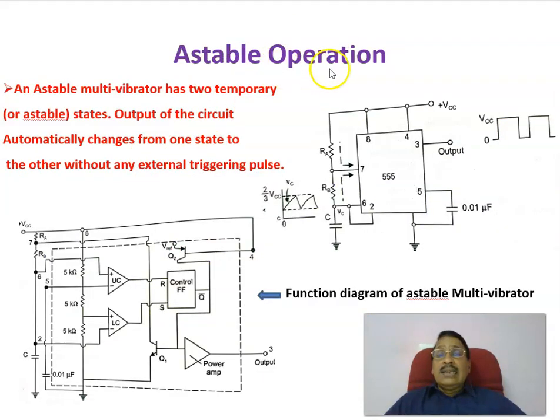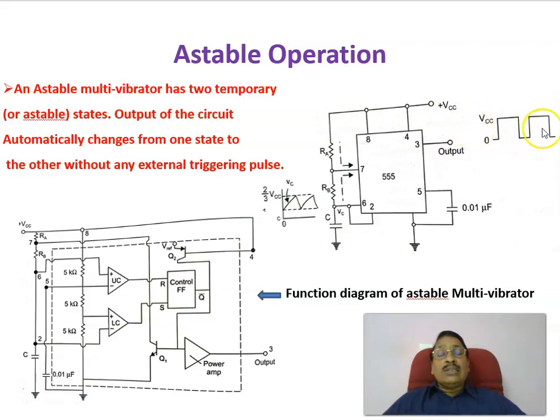Now let us see the astable operation of 555. An astable multivibrator has two temporary or astable states. The output of the circuit automatically changes from one state to the other without any external triggering pulse. Therefore, the output changes from high to low, low to high without any external signal. It works as an oscillator: for a certain duration it will be high, for a certain duration it will be low. Again it is high, it is low. Like that, you will get an astable output.